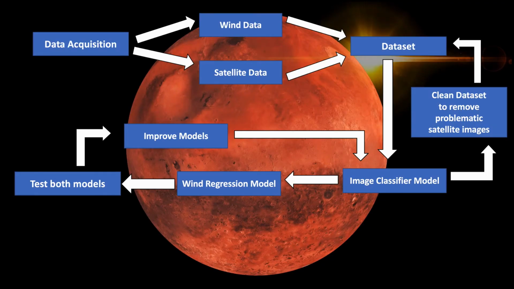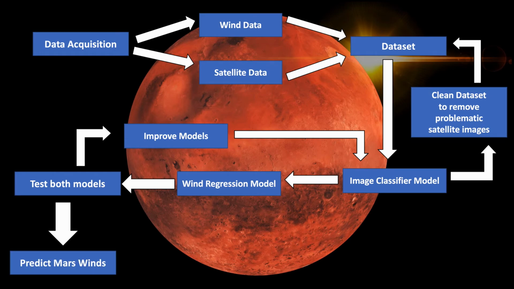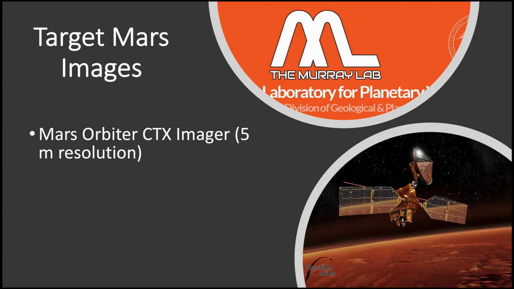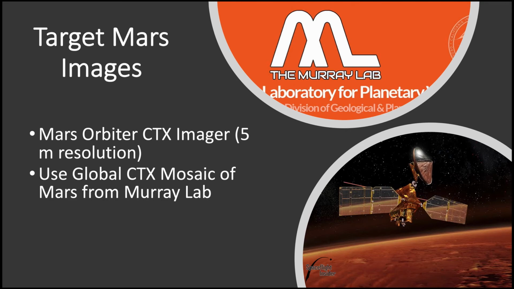And speaking of application, the whole point of this talk is to apply it to Mars. So let's look at how we can do this. So to predict wind on Mars using our classifier and our regressor, we will use data coming from the Murray lab, and specifically it's the CTX imager from the Mars orbiter, and that has a resolution of 5 meters. Okay, so we'll have to drop the resolution of these images to be similar to the Sentinel image resolution of 10 meter per pixel. And we use the global CTX mosaic that is provided by the Murray lab. And the good news is we can actually cover the entire red planet.